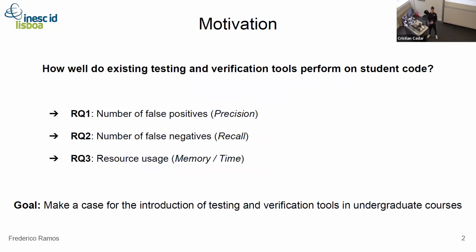In the majority of computer science courses, students are required to implement code projects where they will inevitably introduce software bugs. However, there is a variety of tools specifically designed to find this common type of bugs. We want to measure how well these tools perform in this task according to metrics of precision, recall, and resource usage, such as memory and time consumption. Ultimately, we want to make a case for the introduction of testing and verification tools in undergraduate courses.